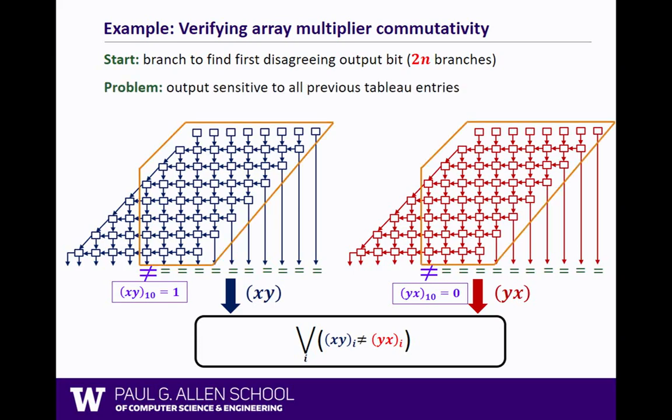Okay. But it seems like we encounter a problem if we try to write our branching program here. The problem is that this high order output bit is sensitive to all the previous entries in our tableau. So if we flipped, say, the second bit from the second column, it could cascade and propagate to cause this disagreement in our final output. And if we tried to store all the entries in our tableau, this would require an exponentially large FBDD, too big. So how do we get around this?